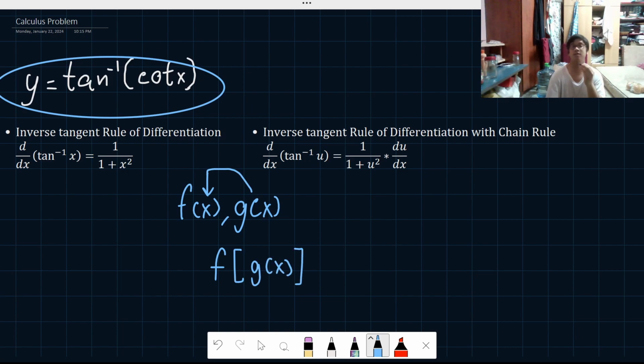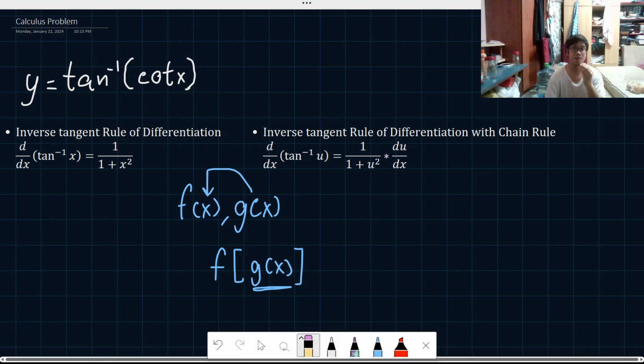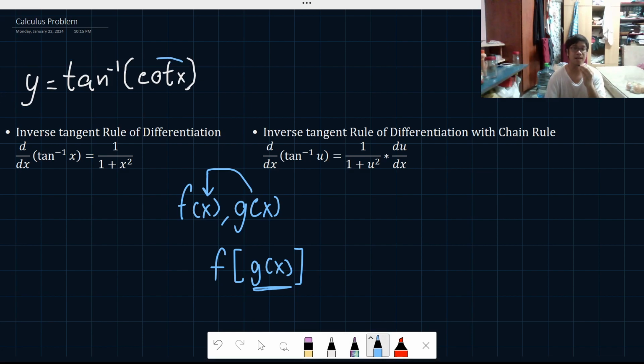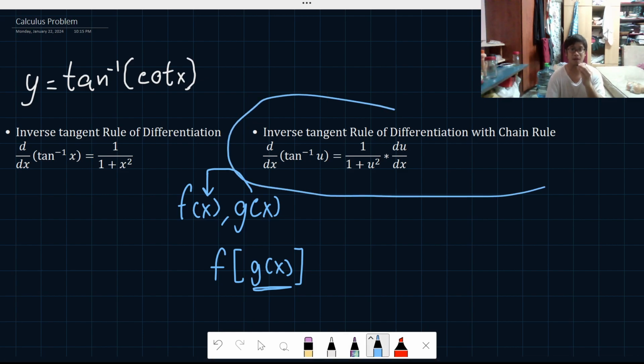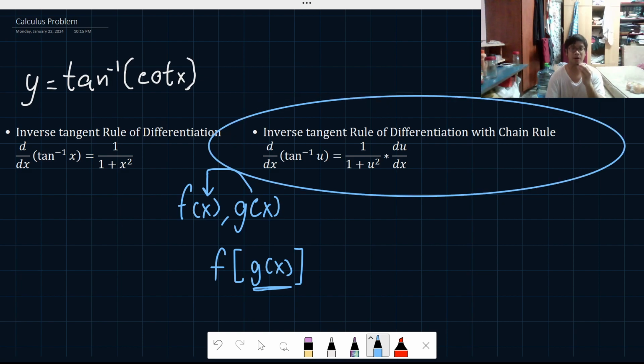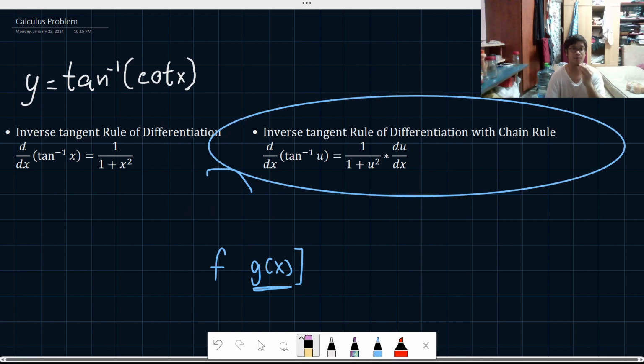What does that mean? It means that there is a function g inside of function f. Likewise in this problem, there is a trigonometric function inside of the inverse tangent function. So this is an example of a composite function. Therefore, we will use the chain rule of differentiation. And since we have an inverse tangent function, we will use this formula with chain rule. All right, so let's get the derivative of this one.